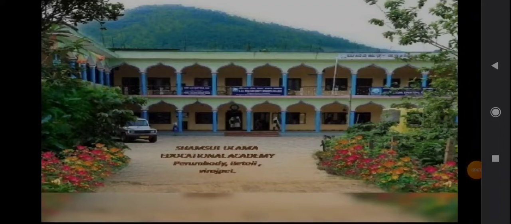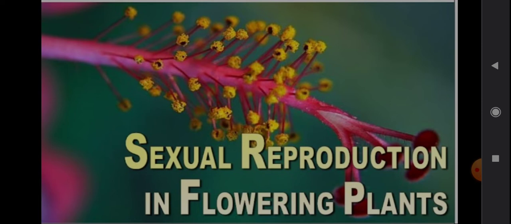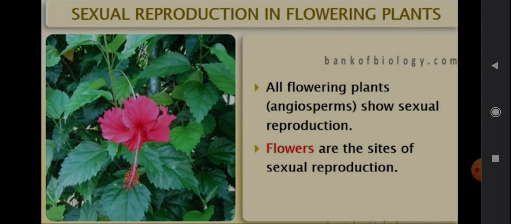Hello students, today we'll be continuing in the second chapter, sexual reproduction in flowering plants. So all flowering plants show sexual reproduction. Flowers are the sites of sexual reproduction. So we'll see how sexual reproduction takes place in flowers.